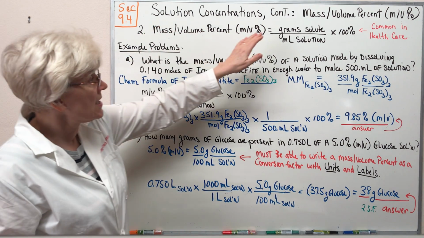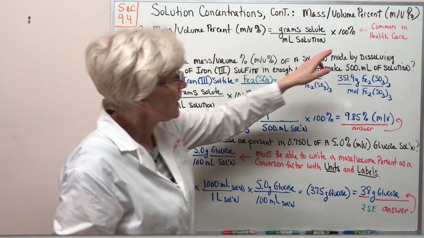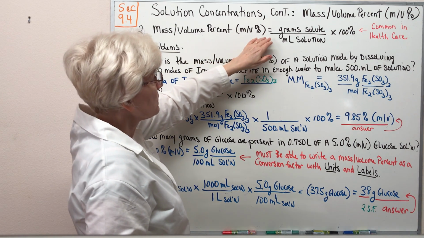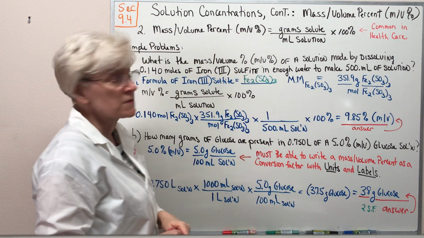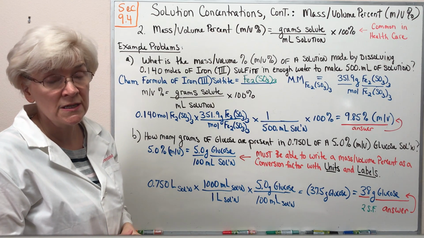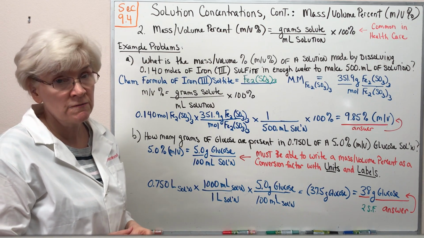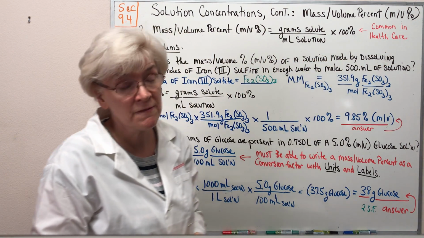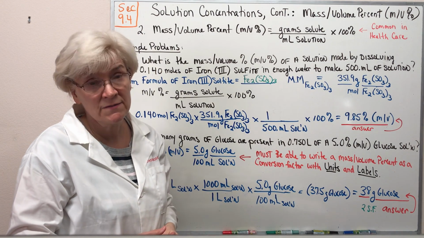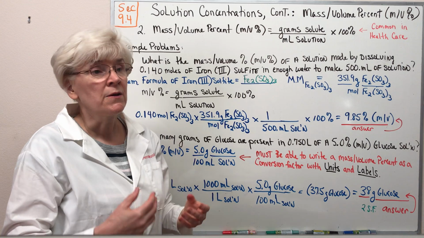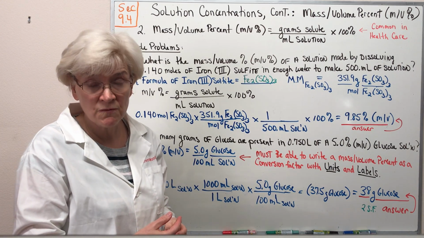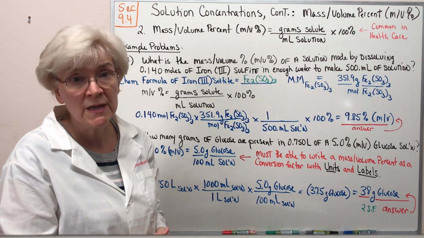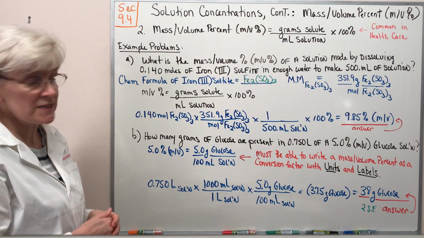So let's turn our attention to mass volume percent, abbreviated M/V percent. And the definition of mass volume percent is grams of solute divided by milliliters of solution and then multiplied by 100 to convert it into percent. As I've indicated here, mass volume percent is very common in healthcare because of the prevalence of IV uses, where we're given medication in solution form and we need to know how many grams of the medication is dissolved in a given volume of IV solution.